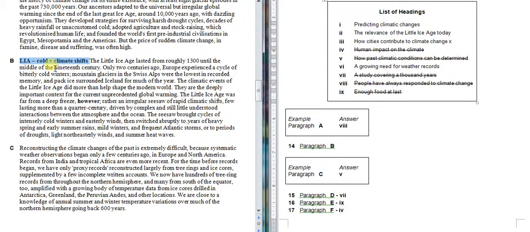This one intrigues me, the relevance of the Little Ice Age today. So let's see if we can find anything about today in here. And I see help shape the modern world. They are a deeply important context for the current unprecedented global warming. Okay. So this paragraph, by describing the Little Ice Age, what we're trying to do there is to explain why the Little Ice Age is important. That's the writer's intention with this paragraph. And that's why we have number 2 as our answer.